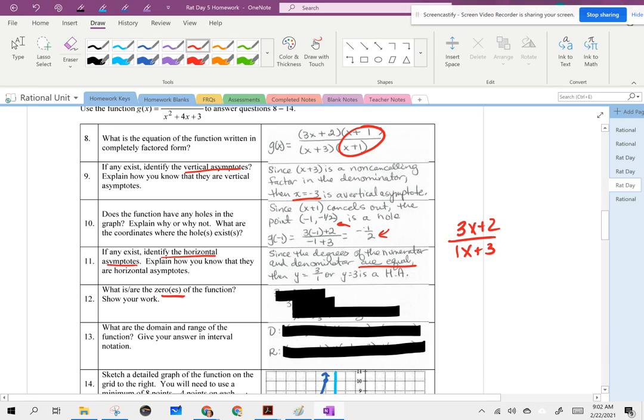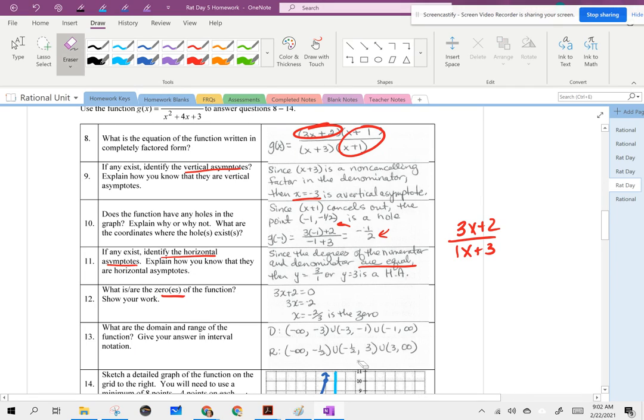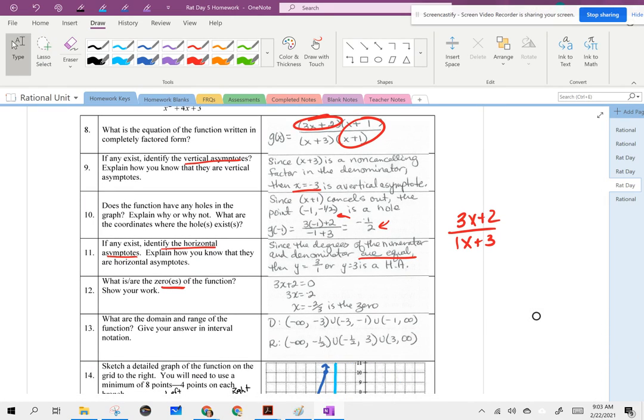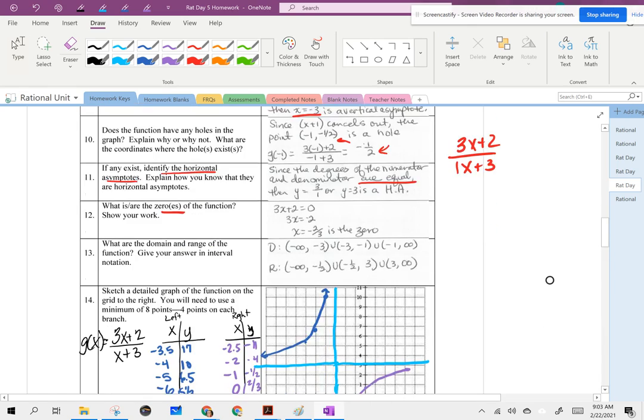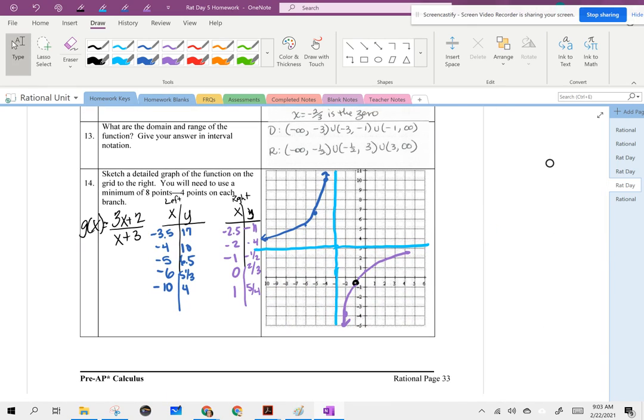What are your zeros? Well, you're going to set that non-canceling factor equal to 0 and solve. Domain and range. Make sure that they are in numerical order. And then the detailed graph. So hopefully you are able to sketch a detailed graph, and I want you to check your work. Making sure that you have some of these points that I do.